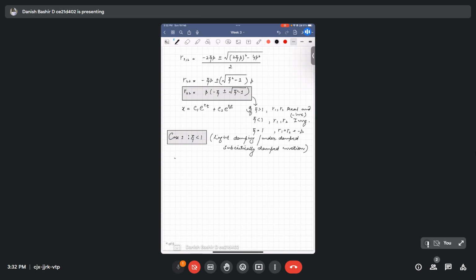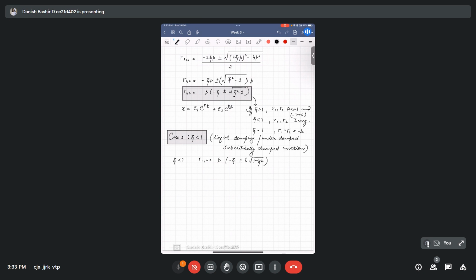So for theta less than 1, r1, r2 will be equal to p times minus theta plus or minus. If theta is less than 1, this root will give a negative value. So for this term to be positive inside the root, we introduce the imaginary number iota, that is under root minus 1, times root of 1 minus theta square.